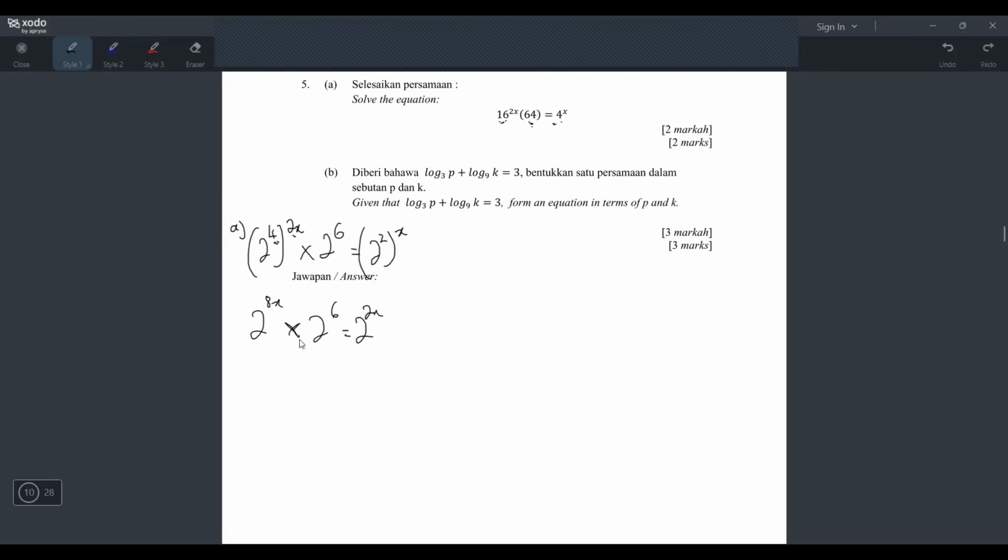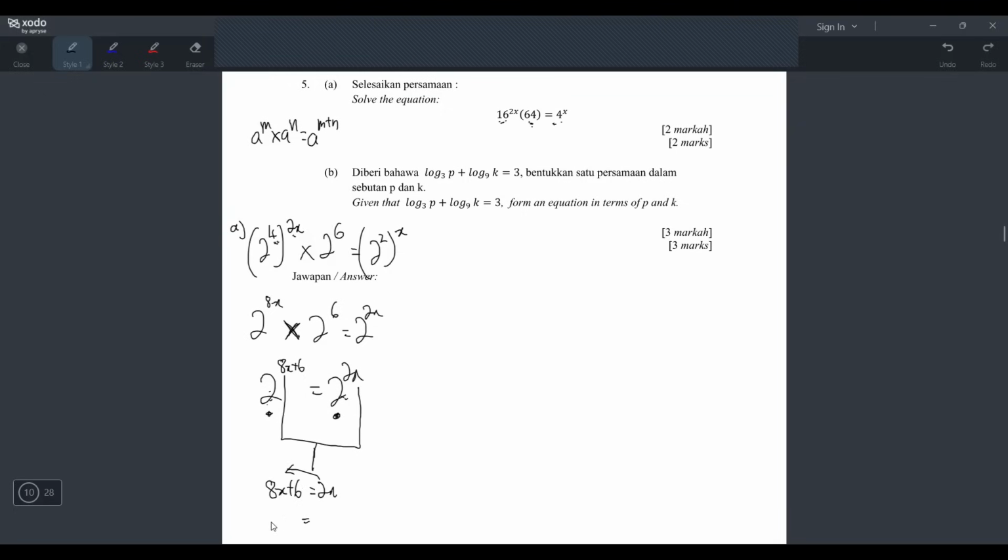Now, since the middle is times, you can merge these two. How do you merge it? Using this formula: a power m times a power n equals a power m plus n. It means when you have two numbers with the same base and you times them, you keep the base and plus the powers. So it'll be 2 power 8x plus 6 here. And on the right side, you just leave it 2 power 2x. Since they are the same base on both sides, we can compare. The base and base are the same, so the power and the power should be the same as well. So 8x plus 6 must equal 2x.